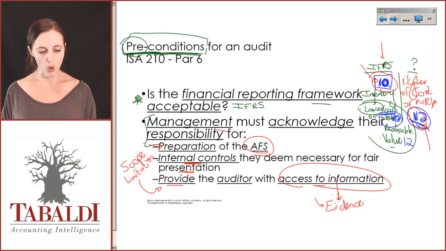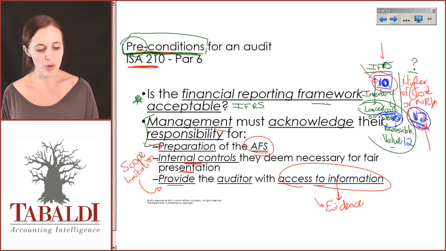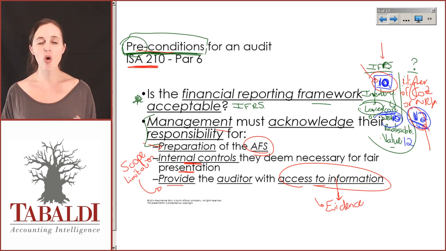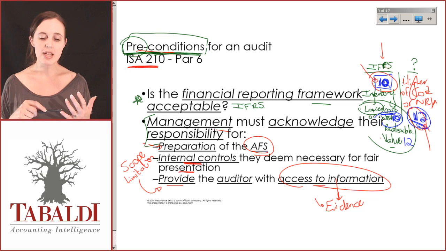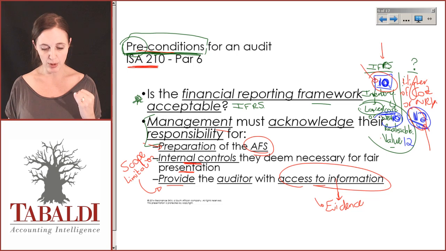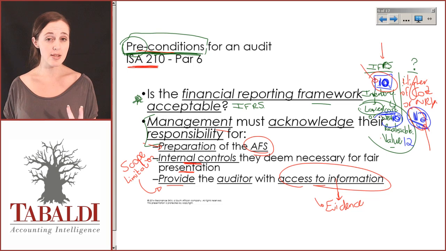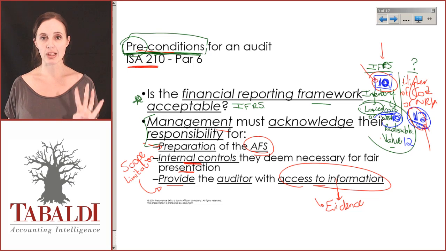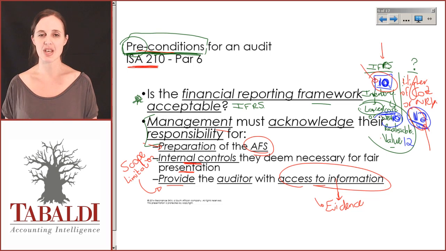So in terms of your ISAs, International Standards on Auditing, ISA 210 covers the preconditions for an audit. Before we consider whether or not to take on an audit, our starting point is: is the financial reporting framework acceptable? Management must acknowledge responsibility for the preparation of the financial statements, the internal controls necessary for the financial statements, as well as providing us with the information we will require for the audit. Once we've covered that, we can move to the next stage within our pre-engagement activities.